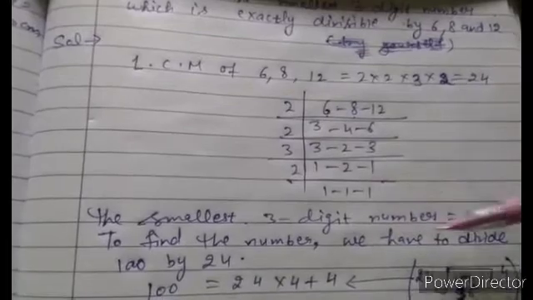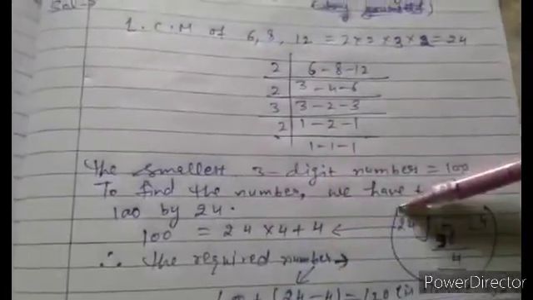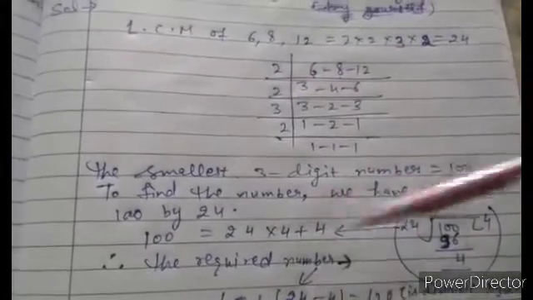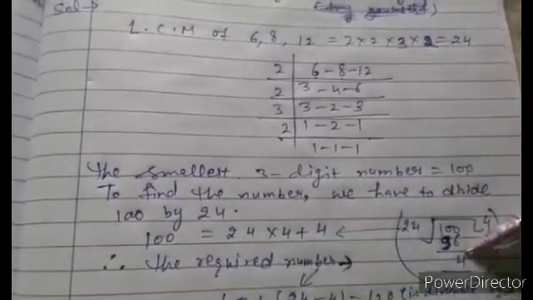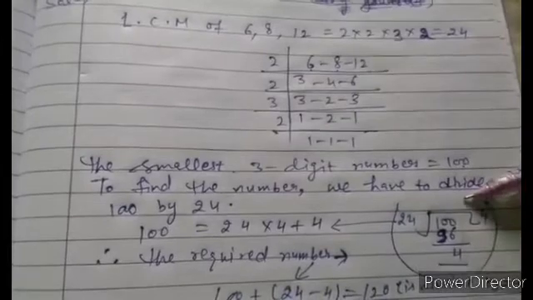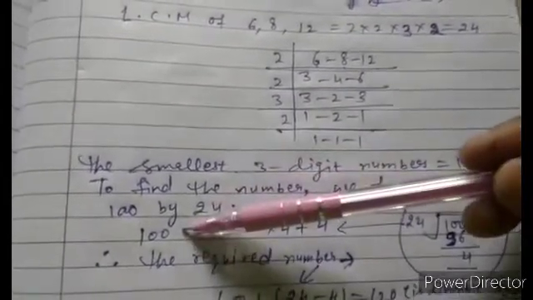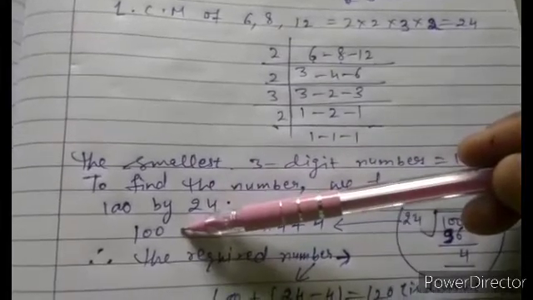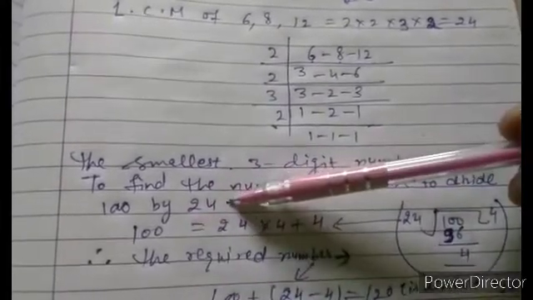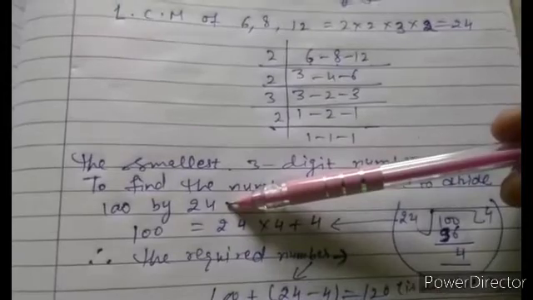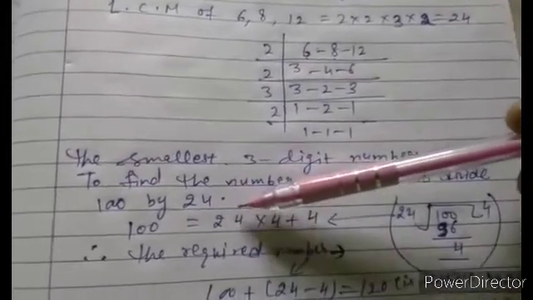So to find the number we have to divide 100 by 24. If we divide 100 by 24, we get 24 times 4 plus 4, where 4 is the remainder. So it is not exactly divisible. So what should we do? If I subtract from 104, I will get 96, which will be divisible by 24, but that 96 is also a 2-digit number. We need the smallest 3-digit number.